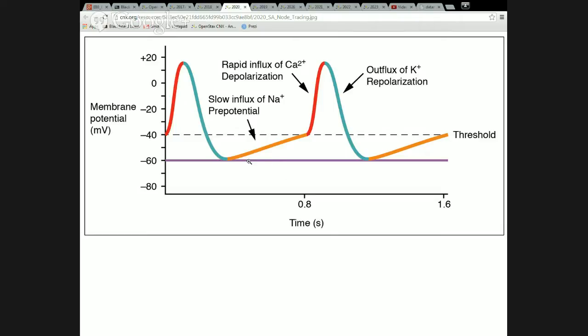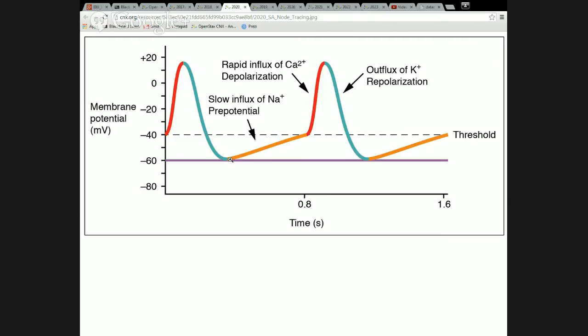But that's just to say that the heart actually beats on its own, and it'll beat at about 100 beats per minute. And what we see here, this 0.8 seconds represents the heartbeat being slowed down by the parasympathetic input.